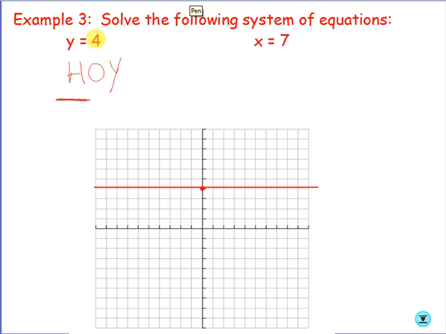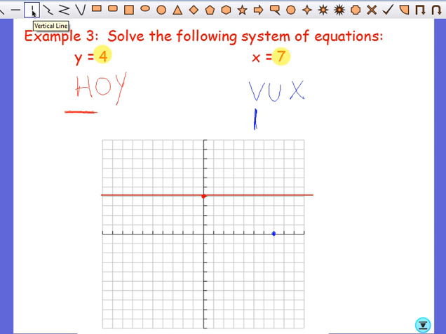Then we look at the second equation. Well, this is x only. There is no y. When there is x only, it is a Vux line. Vux meaning vertical. So this time I'm going to go to 7, but it's on the x-axis. So I'm going to go 1, 2, 3, 4, 5, 6, 7 to the right. And I'm going to draw a vertical line.